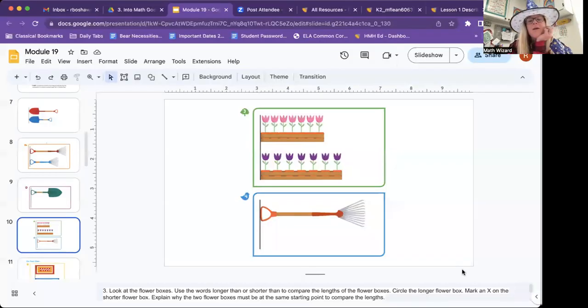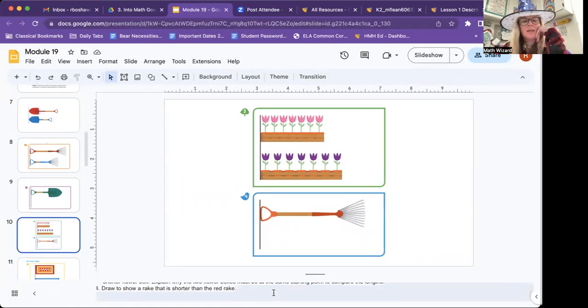Here we go. All right. And we have pink flowers and purple flowers. Which flower bed? Are they both at the same starting point? Yes. Which flower bed is longer? Can you circle it? I'm not going to show you. Okay. And now mark an X on the shorter one. Circle the longer one, put an X on the shorter one. All right.